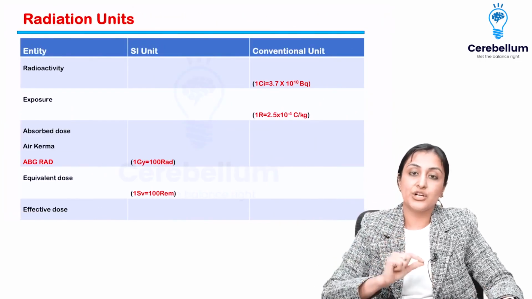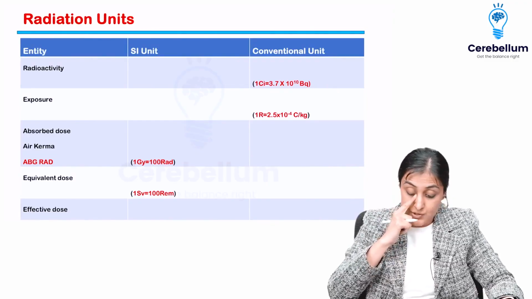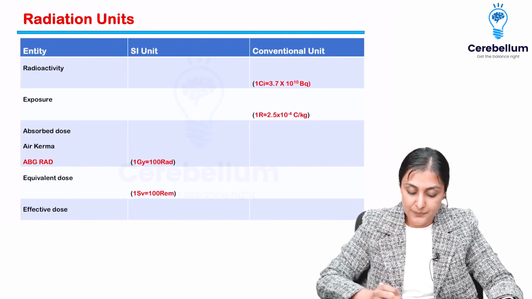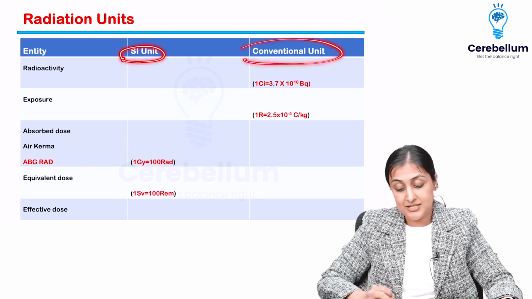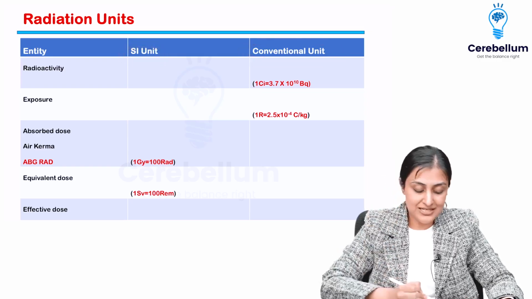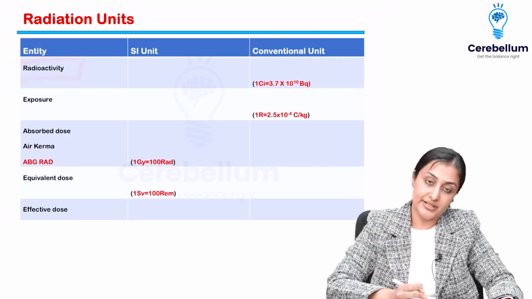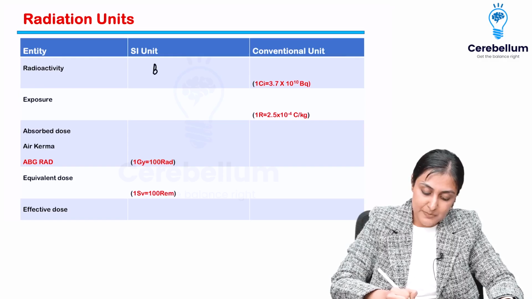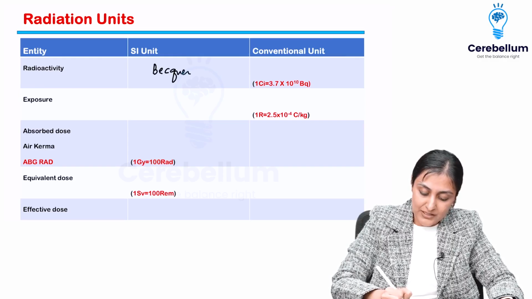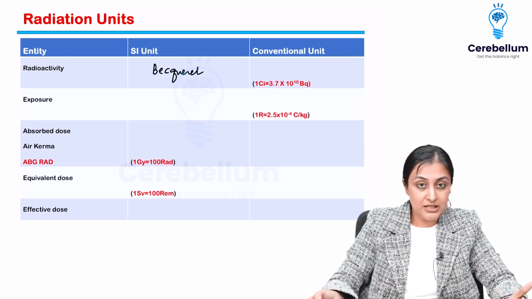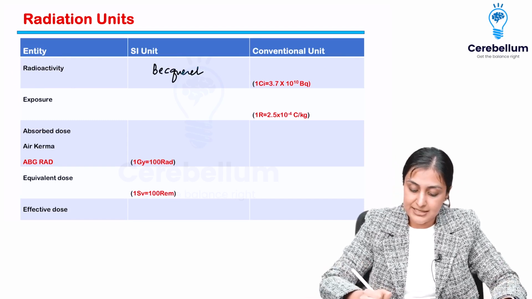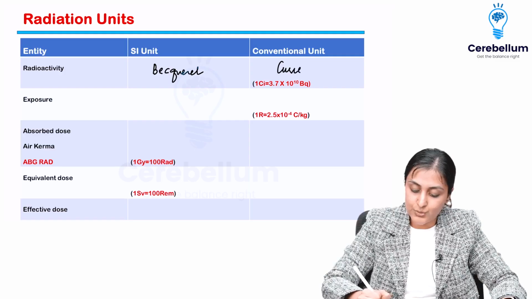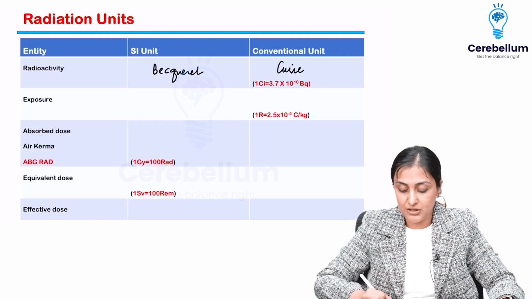Now talking about radiation units. This is where you need to remember SI units as well as conventional units. First, let's talk about radioactivity. Radioactivity, the SI unit here is becquerel. So becquerel, the father of radioactivity, is the SI unit. C for conventional, C for Curie. Curie is the conventional unit.